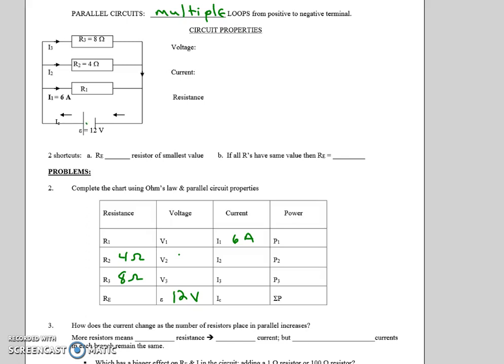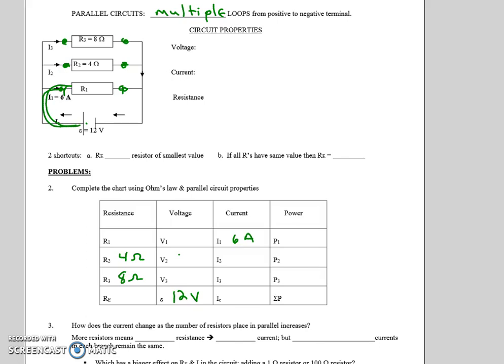There are three loops, and we know from the loop rule that for every loop, the drop across the resistors has to equal the voltage source. So each loop only has one resistor. Okay, so the voltage across here must be the same as the voltage across there, which must be the same as the voltage across there, irrespective of the resistances, because each one only has one resistor. So this one must have a 12 volt drop, this one must have a 12 volt drop, this one must have a 12 volt drop.